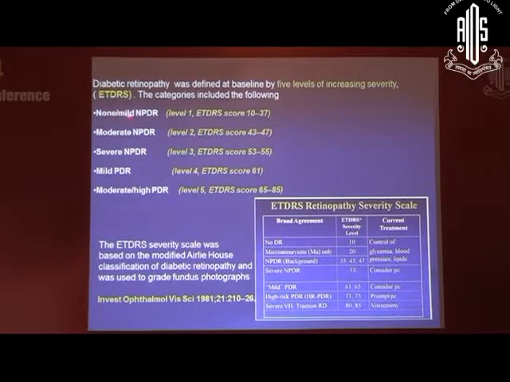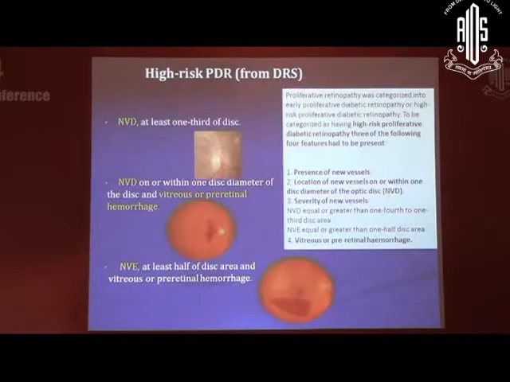So now the mild NPDR corresponds to level 1, that is, an ETDRS score of 10 to 37. Similarly, PDR corresponds to 65 to 85 in an advanced stage. So it goes from level to level on an ETDRS severity scale. You can also grade the retinopathy.